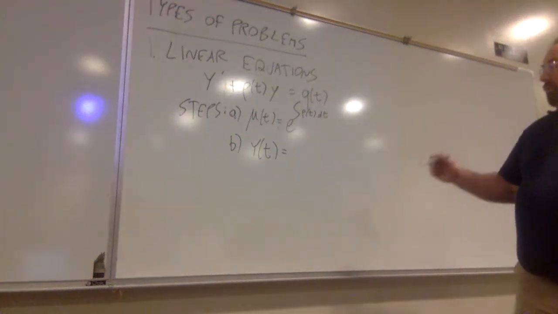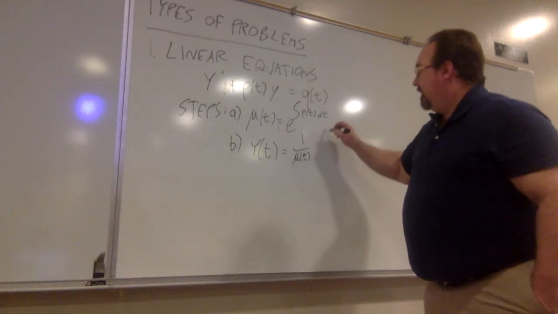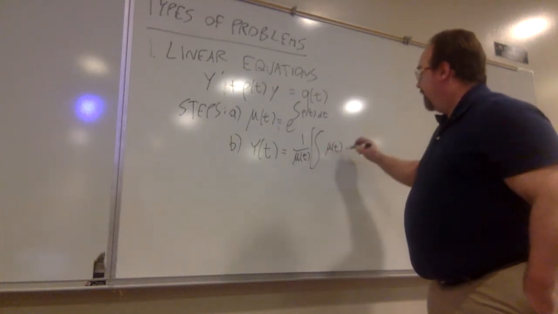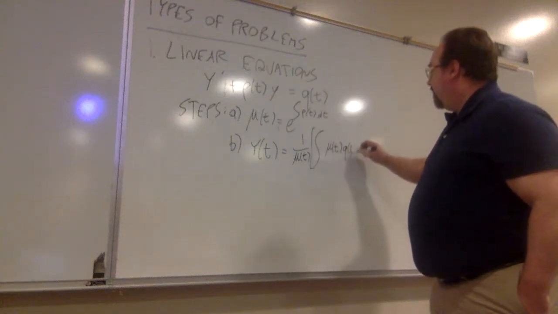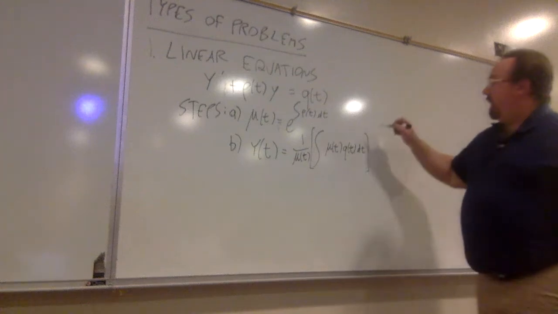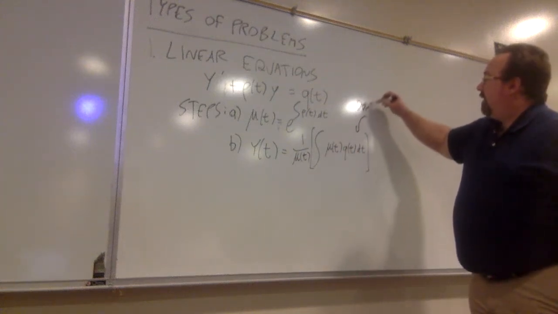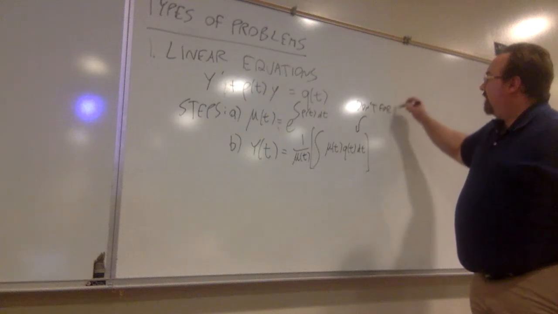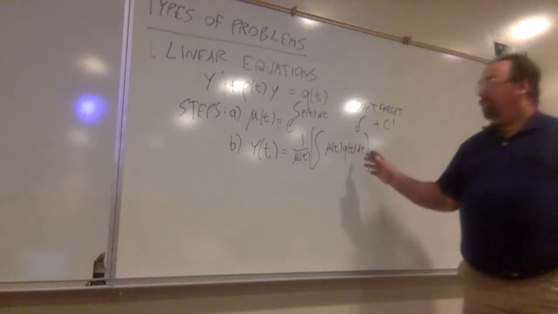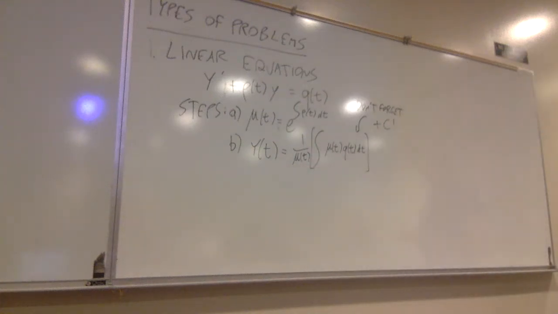And then your solution will be this. It's 1 over the integrating factor times the integral of the integrating factor times the right-hand side function, q. And I'm putting the brackets here. Do not forget, when you work out the integral, that there will be a plus c, and the 1 over mu of t will be multiplying that.